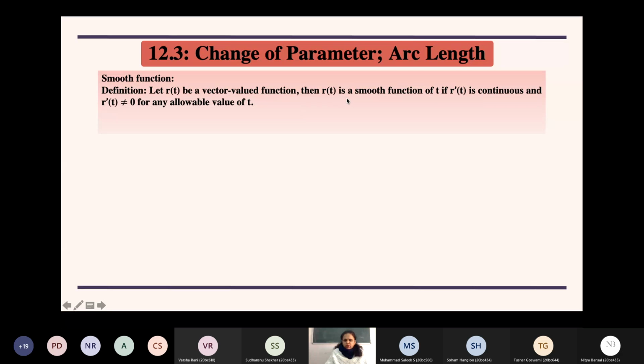So again, if you recall, we had used the same concept when we were trying to find the formula for arc length. So we required that r dash t should be continuous, or f dash should be continuous. So that is the same requirement here. So for a vector valued function, how do we define continuity, or how do we define the smoothness part? So if we know that this is some vector valued function which is such that the first derivative is continuous and it is not zero for any allowable value of t. So if this happens, that the first derivative is continuous and it is not zero, then we would say that r t is a smooth function.